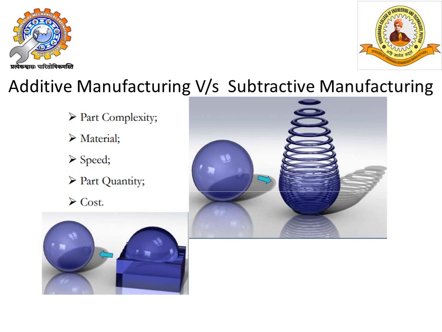Here five parameters have to be studied. First is the part complexity, then the material to be used, the speed of the process, the number of parts or quantity, and the cost of production. If you compare all these five parameters over additive manufacturing and subtractive manufacturing, additive manufacturing reveals itself to be the best candidate for this kind of manufacturing.